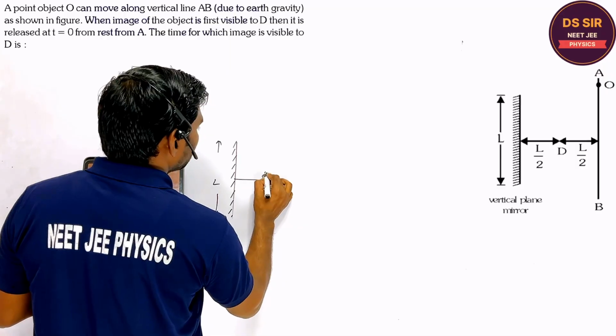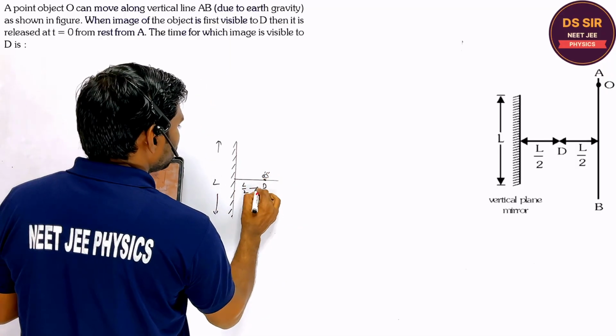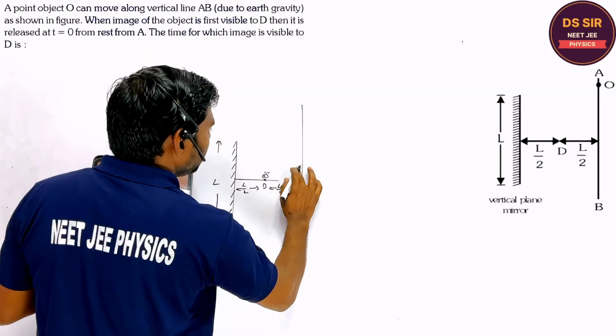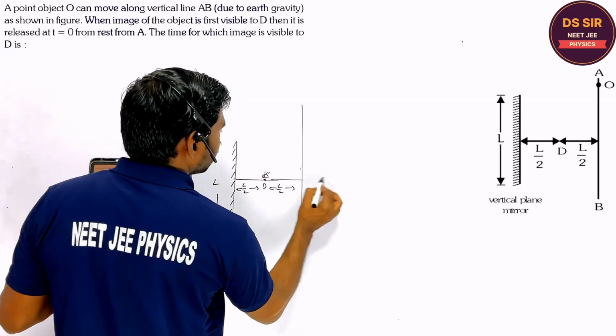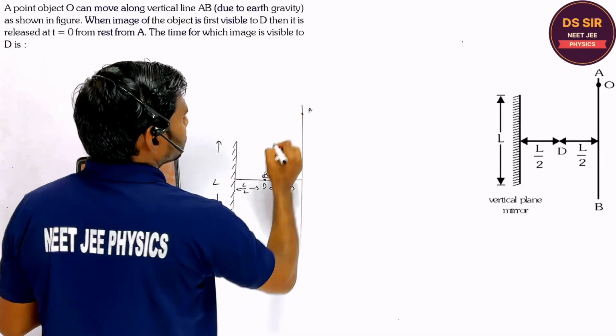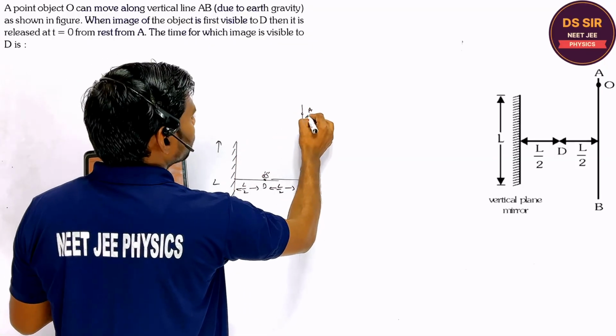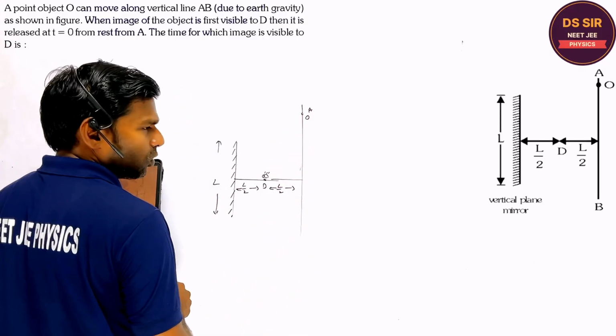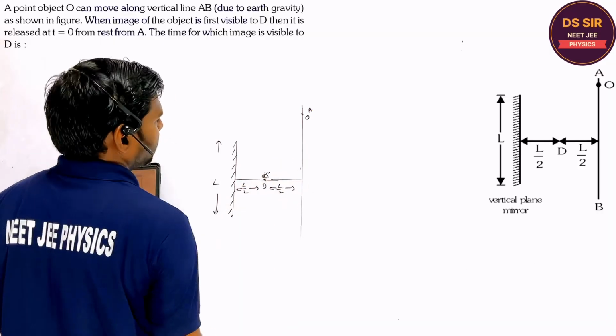Your eye is present over here at distance L by 2, and behind this, at L by 2 distance, the line AB is present, right? Like this, and the object O is released. The object O is released from the point A, when it is first seen by D. Listen one thing.